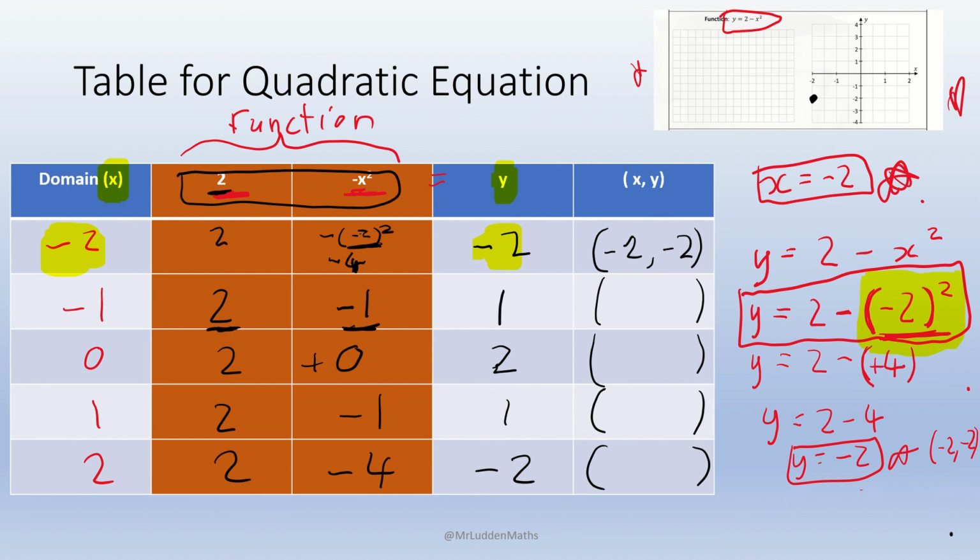This one here is minus 1, 1. This here is 0, 2. This here is 1, 1. And this here is 2, minus 2.